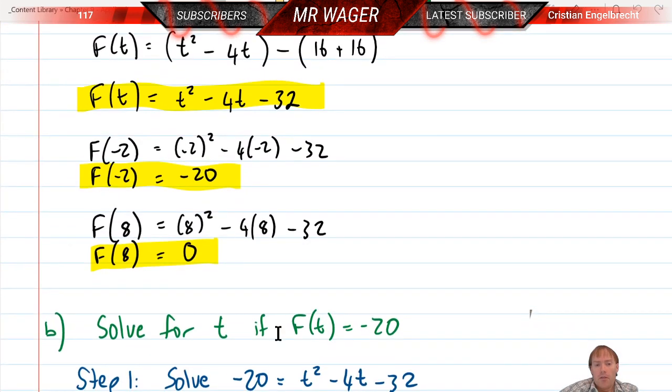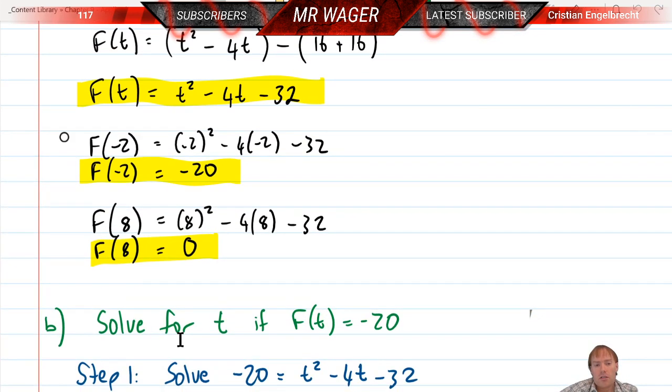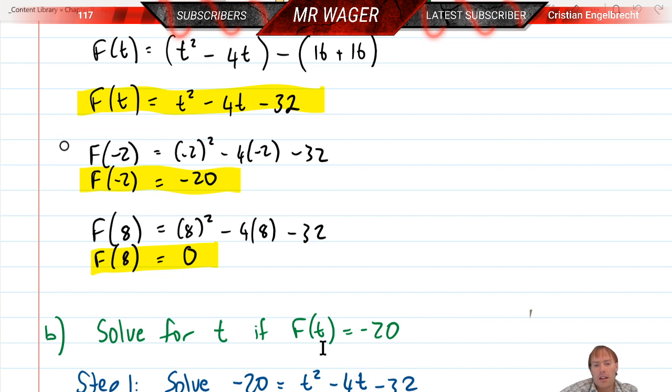So the next part of the question says, solve for t if capital F of t equals negative 20. Well, we kind of got one already. We got this one here. We got negative 2 as one of our answers. But let's just do this properly, because there might be more than one answer.